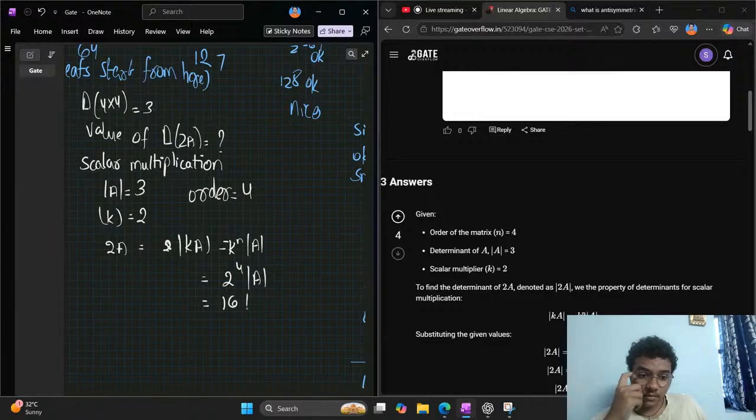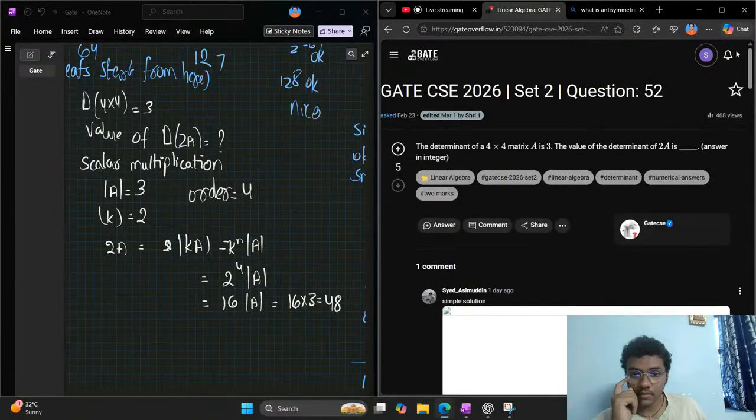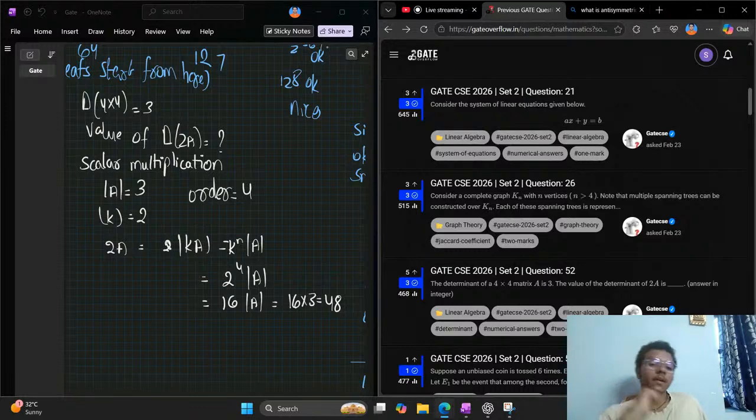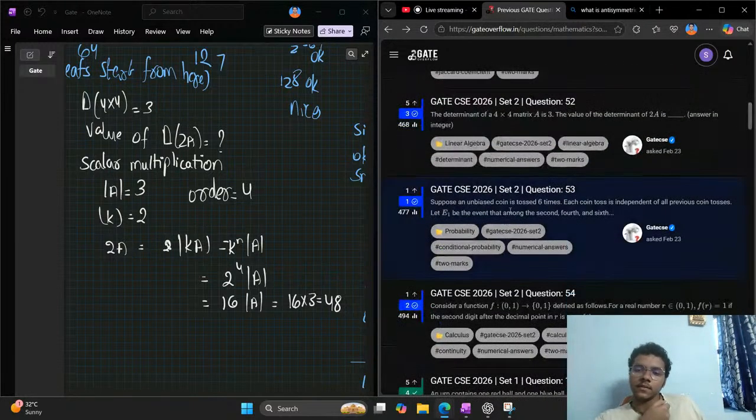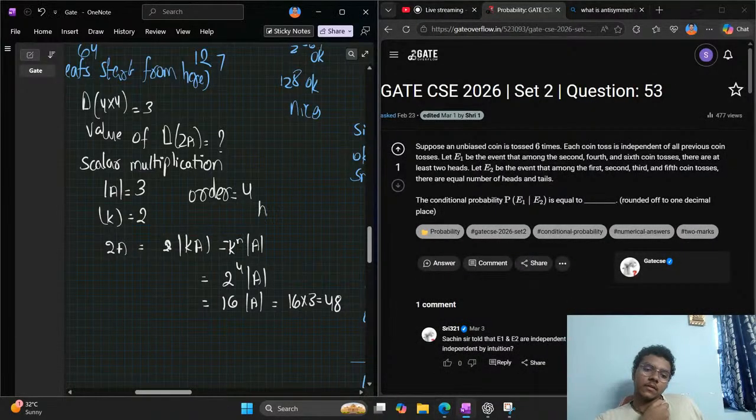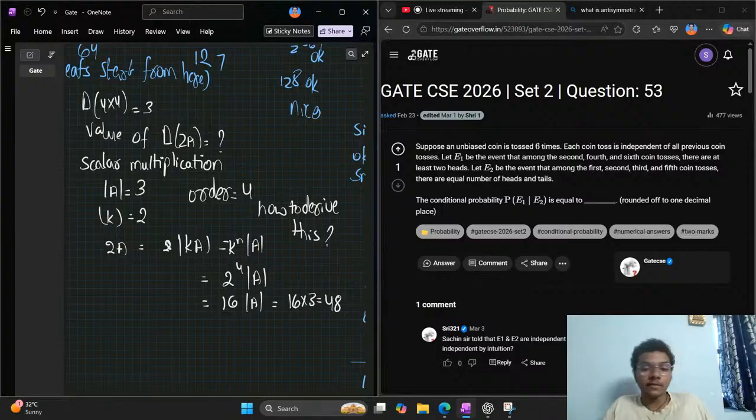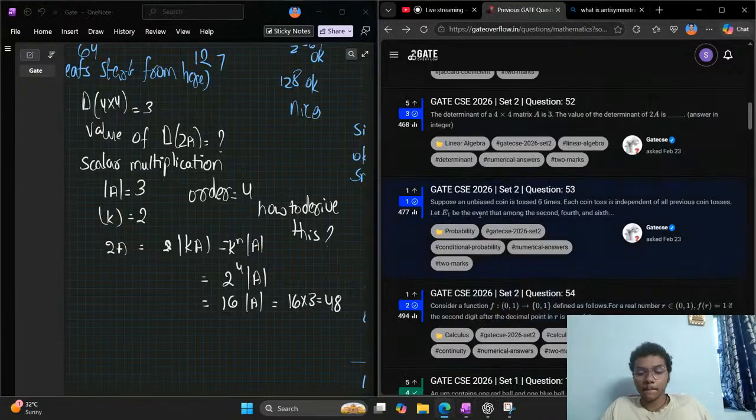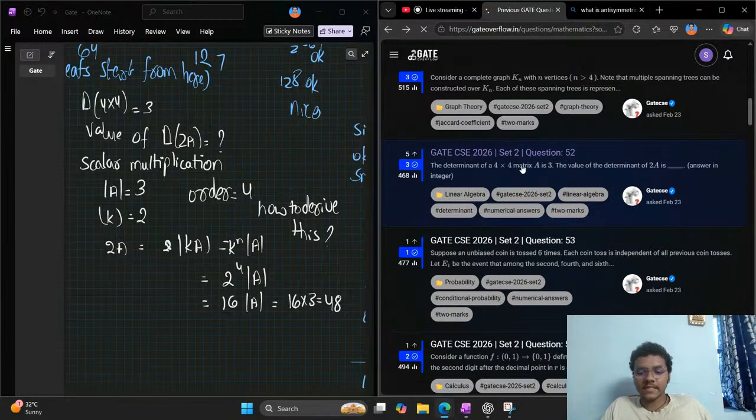16 times 3, that is 48. I see. So scalar multiplication and transformation are basic things if you know the property. How to derive this? A part of me is saying that I can derive that.